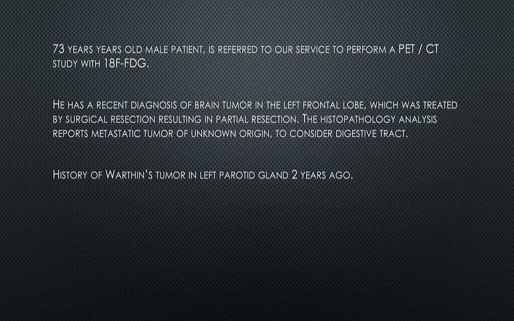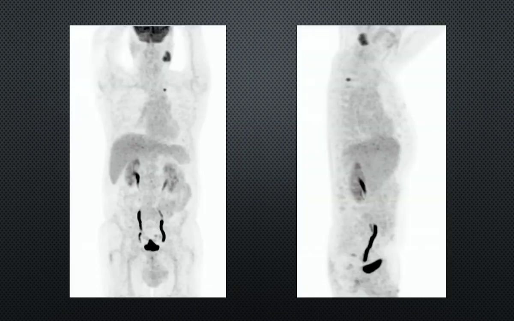The patient has a history of a Warthin tumor in the left parotid 2 years ago that was confirmed by histopathology, but this tumor did not correspond to metastatic disease of the patient. We have an MIP image of the PET-CT. We can see two areas with increased uptake in the topography of the left parotid gland and the left upper lobe of the lung. The rest of the image shows a normal biodistribution of the radiotracer.